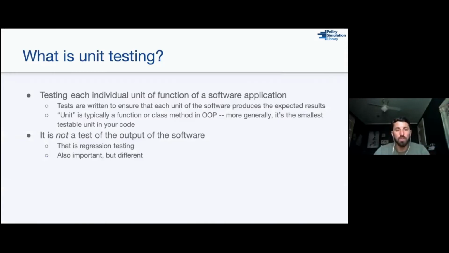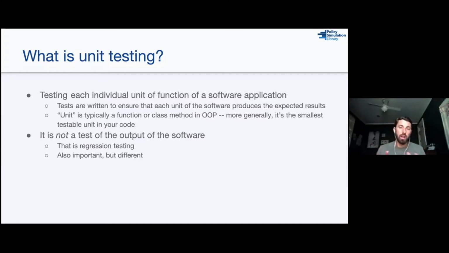All right, so first of all, what is unit testing? Unit testing is about testing each individual unit or function of your software application. So in this case, what we're thinking about is breaking our software into its smallest testable parts and testing each of those parts individually. So this differs from testing the output of your software in total.